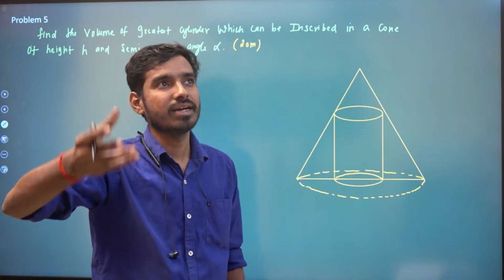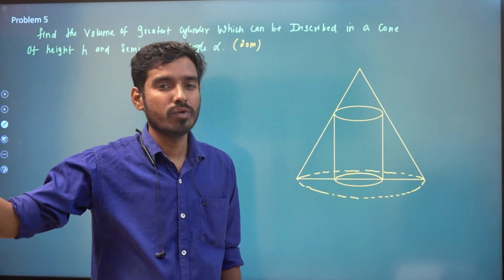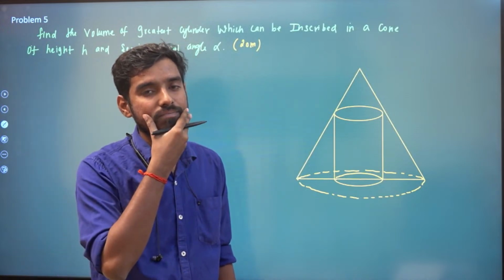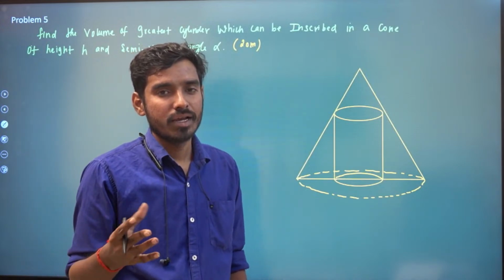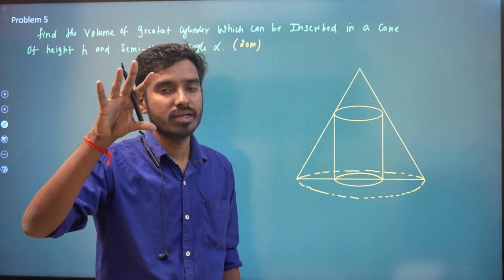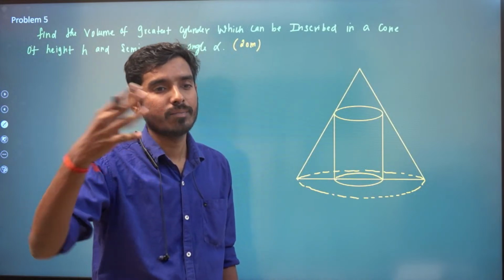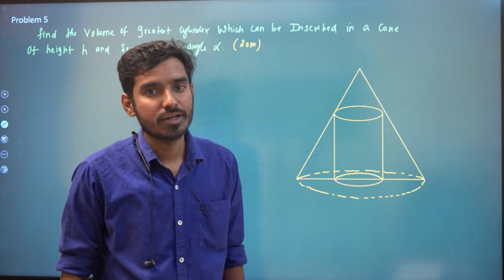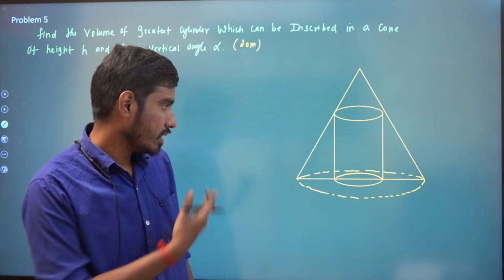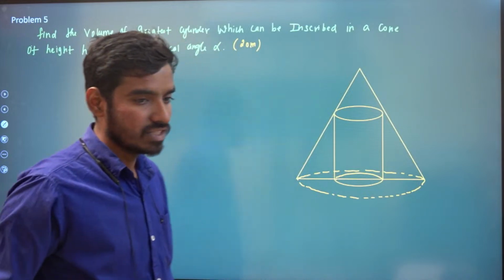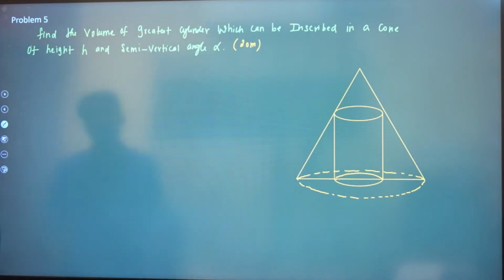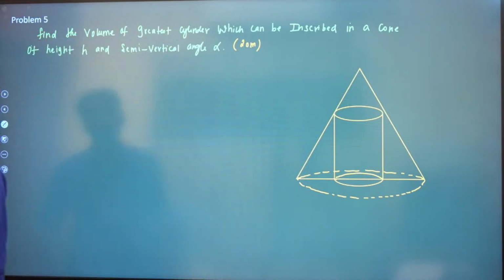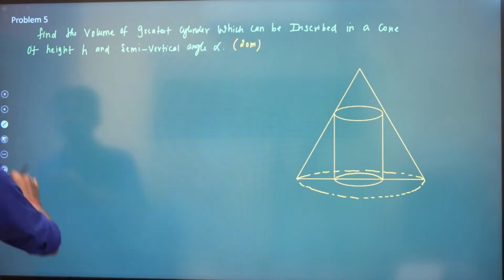There will be many standard ones, like the volume of a cone is 4 by 27 of the volume of a sphere, and so on. We inscribe one solid in another and prove that it has a maximum volume. You'll always have one such problem in the 12th board. So this is a very standard 12th standard question. What they have asked is: find the volume of the greatest cylinder which can be inscribed in a cone of height h and semi-vertical angle alpha.